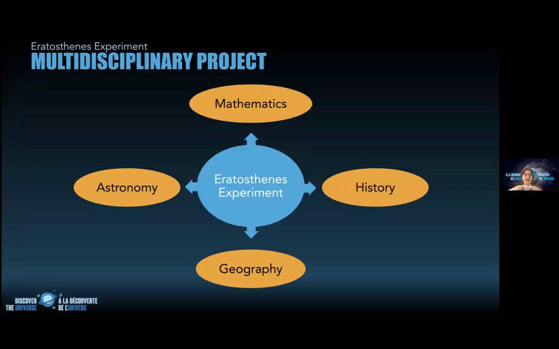Okay, so this project is really multidisciplinary. The experiment covers mathematics, and you'll see that it is basically just using triangles to do really interesting calculations. It covers history because we're talking about an ancient Greek scientist who did this experiment and was able to very accurately calculate the circumference of the Earth. It covers geography. You'll be able to compare your location to another location on Earth. And of course, it covers astronomy.